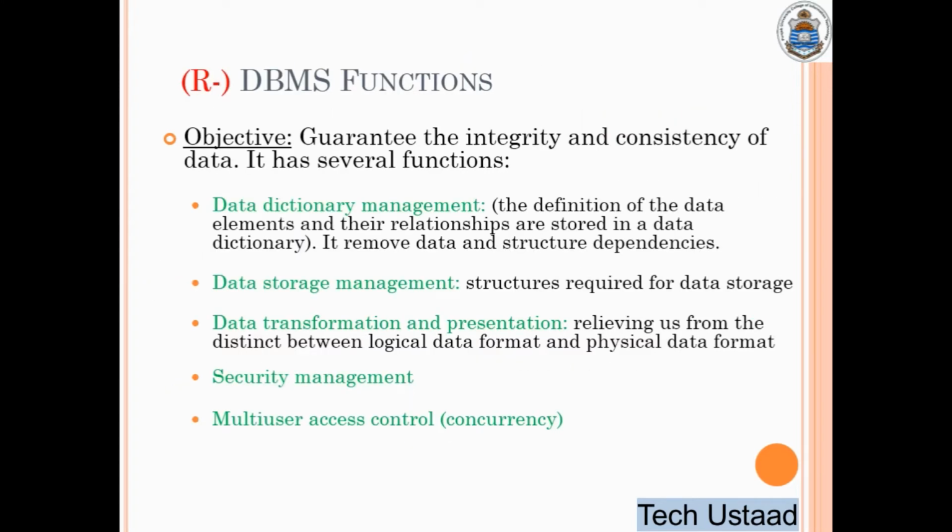Now, let's discuss the functions of a relational DBMS. Its main objective is to guarantee the integrity and consistency of data. It has several functions, such as data dictionary management, in which the definition of the data elements and their relationships are stored in a data dictionary. It removes data and structure dependencies. Data storage management provides structures required for data storage. Data transformation and presentation relieves us from the distinction between logical data format and physical data format.